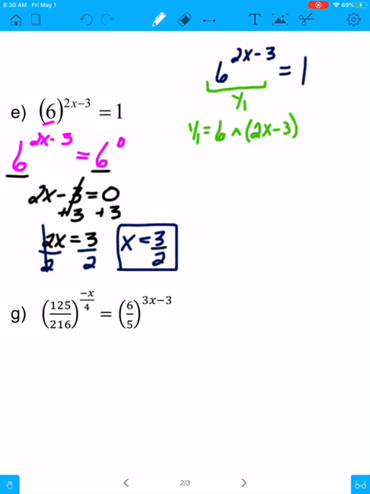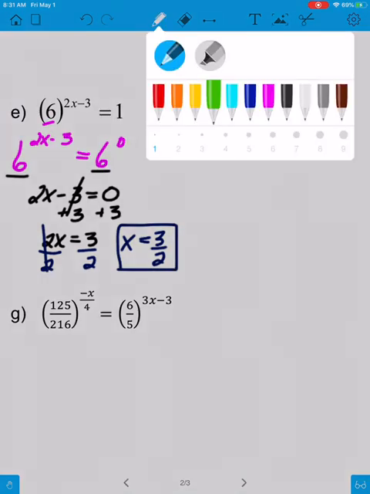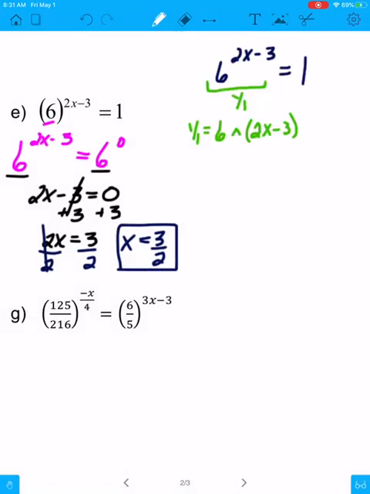And this little exponent button is right by your clear. So if you go clear and you look below, it's the little exponent button. It is essential, if your calculator does not bump the exponent up, that you put 2x minus 3 in brackets. Now the other side of your equation, you're going to put into y2.